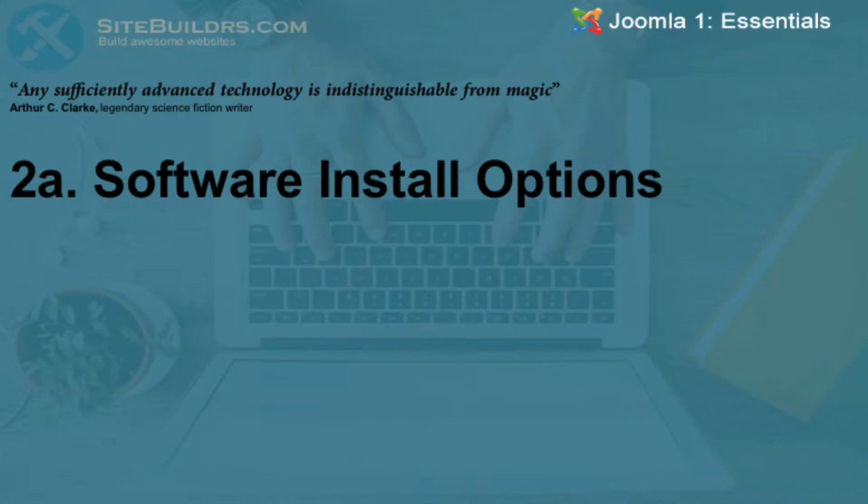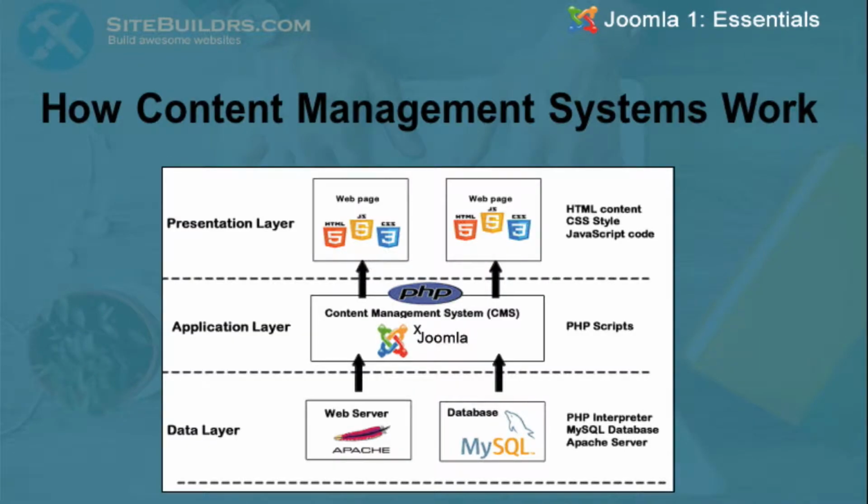Before I review the various options available for installing and running the Joomla content management system software, it'll be helpful to understand the basics of how modern content management systems like Joomla even work. Joomla works on 3 levels or layers in a stack. A Joomla website not only needs a web server, but also a PHP script interpreter and a MySQL database system.